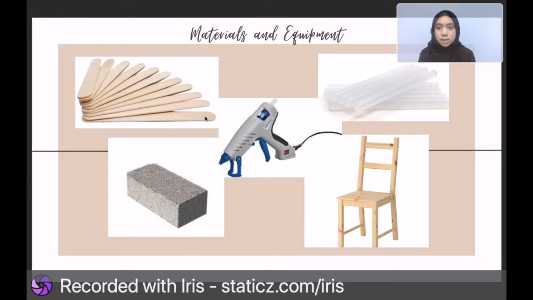These are some materials and equipment that I used to construct the camelback truss bridge model. First, I used the standard popsicle stick as the main material for the bridge construction. I also used glue gun and glue stick as the adhesive for the brick joint. I used the chairs to be the support for the bridge during the testing, and also 2.4 kilogram brick as the load for the bridge testing.